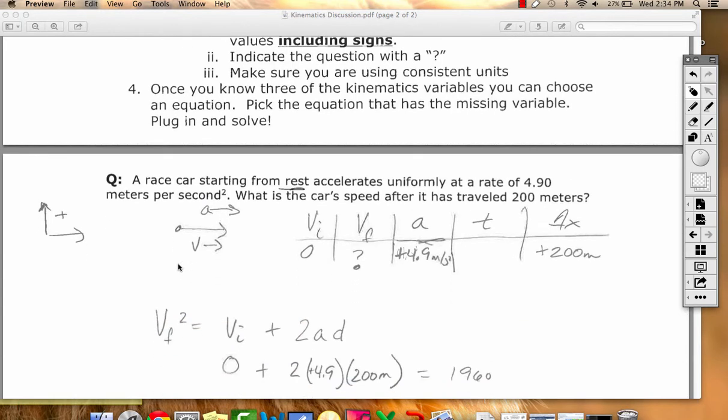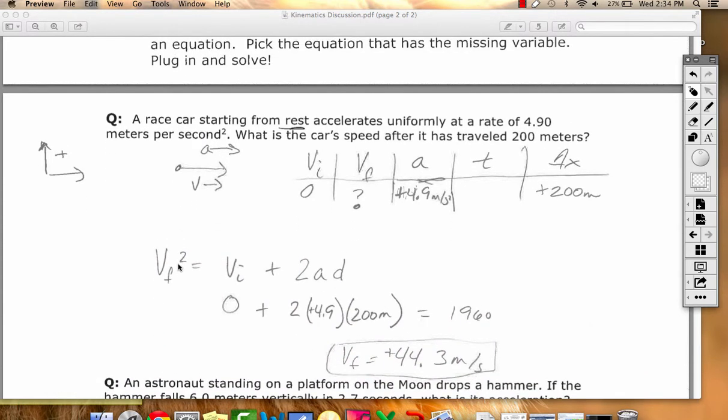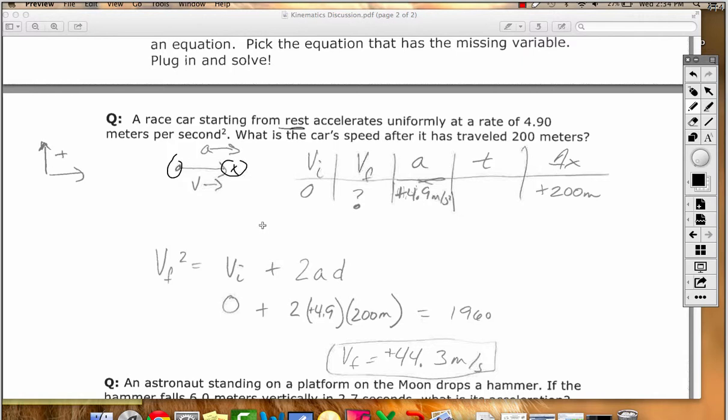So here are 2 example problems that I've gone through. And I've already solved them just to kind of speed up this video. But I started off by kind of drawing a picture. Here's the starting point. I just represent it as a dot. And it's moving to the right, and we'll call this the ending point here.